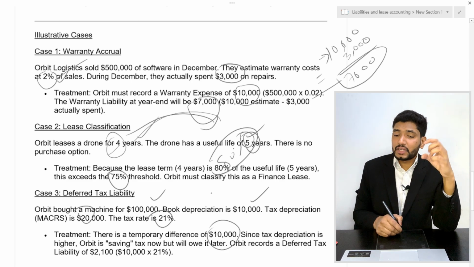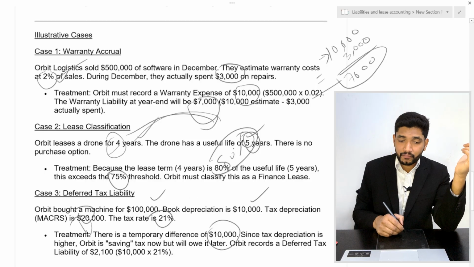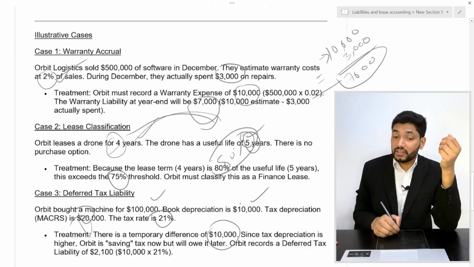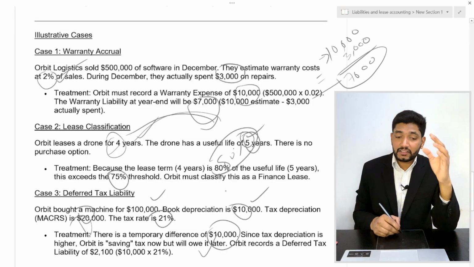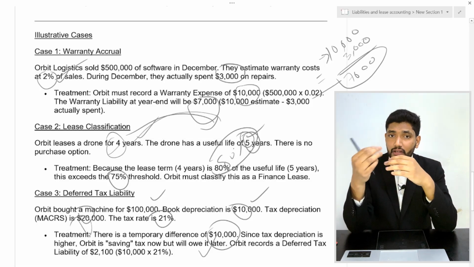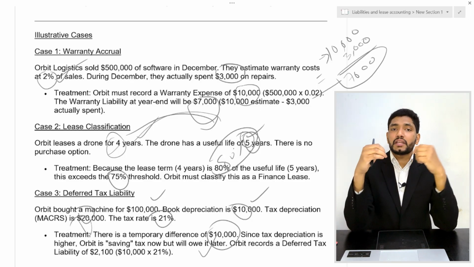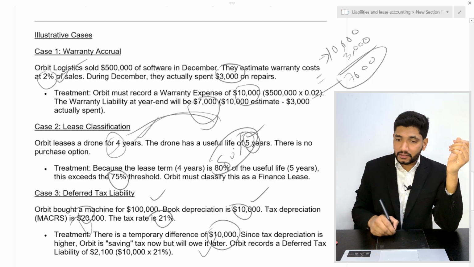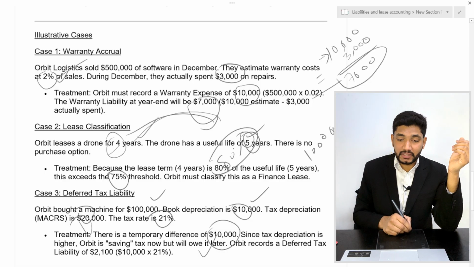The tax depreciation is higher than the book depreciation, because for tax purposes the depreciation is 20,000 and for the book depreciation it is 10,000 only. So, Orbit is saving tax now, because as per the tax depreciation of 20,000, they can reduce that 20,000 from their total income while calculating tax liability. So, there will be a saving of 10,000 into 21%, that means 2,100 saving.